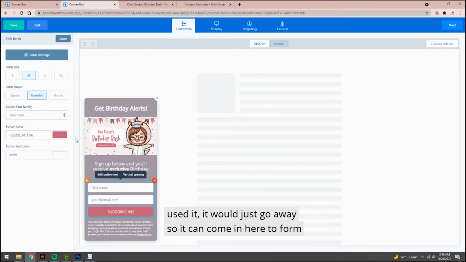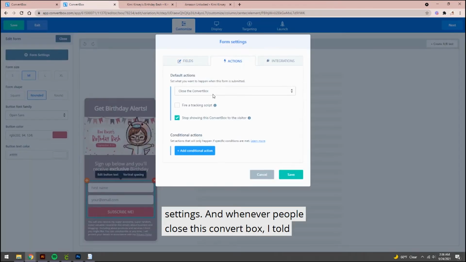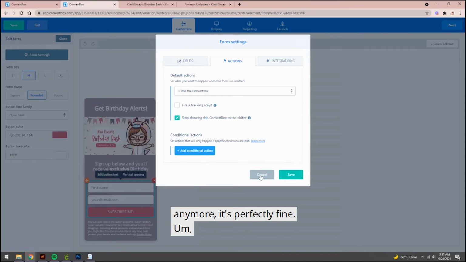So I can come in here to form settings, and whenever people close this ConvertBox, I told it to just stop showing it to the visitor. Like, just don't even show it anymore. It's not worth it. If people didn't want to get on my email list, then just don't show it anymore. No big deal. I love that about ConvertBox. I love that I have that much control over it, that if I just don't want people to see it anymore, it's perfectly fine.